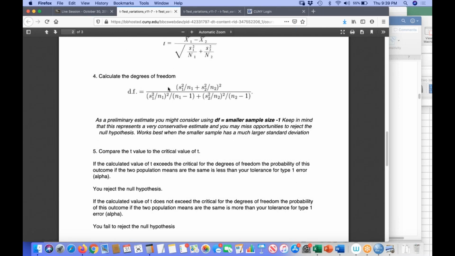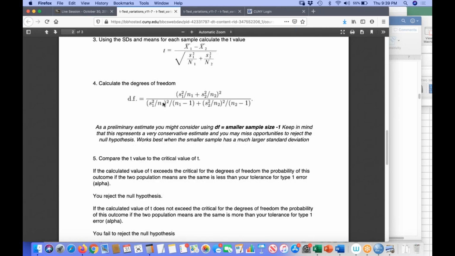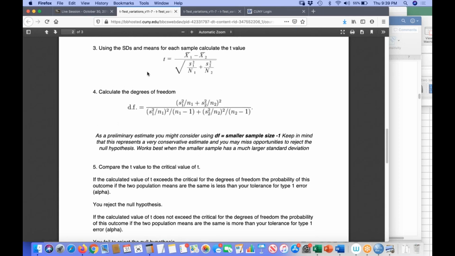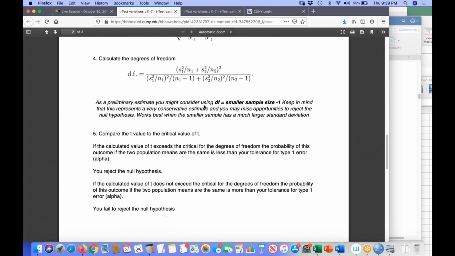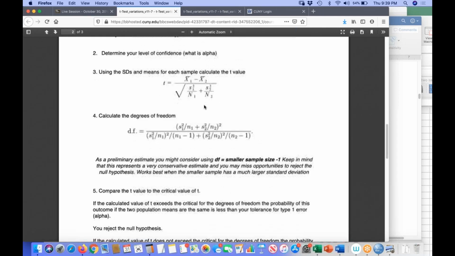So, a lot of times people will just say, I don't want to bother with that. I'm just going to take the smaller sample size and subtract 1. And I know that that's super conservative, right? But if you really wanted to calculate degrees of freedom, that's what you would do. So the degrees of freedom, unlike the other one, doesn't come out a whole number. It's a calculation, right? Now, let's say SPSS. I'm not going to go through this whole calculation. I'm going to let SPSS do it for me.